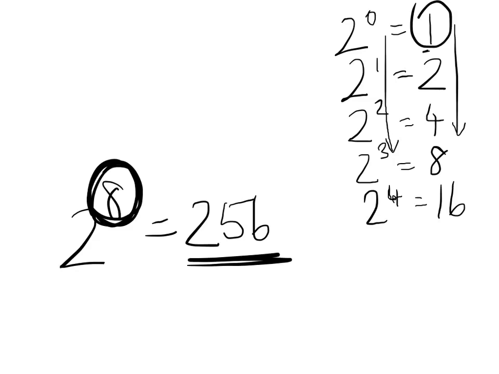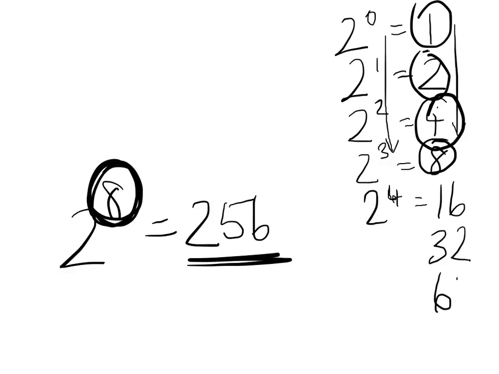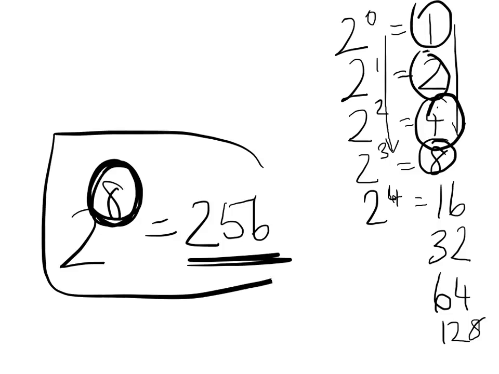So, double 1 is 2, double 2 is 4, double 4 is 8, double 8 is 16, double 16 is 32, the next one is 64, the next one is 128, until we get to the power of 8 equals 256. The reason that I do this is because I'm not great at maths, so I can count 1 plus 1 is 2, 2 plus 1 is 3, 3 plus 1 is 4, etc., down the line.